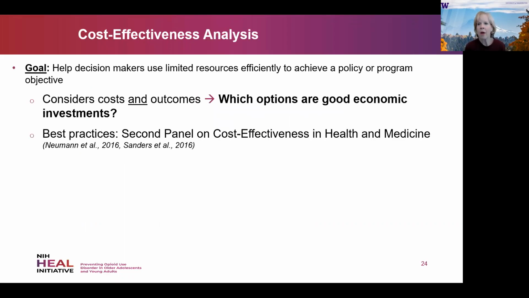So like other health economic evaluation methods, cost effectiveness analysis is a decision-making tool by looking at both costs and outcomes, not just the cost side, but both. It helps decision makers understand which policy, program, and in the case of this presentation and project, interventions are good investments from an economic perspective. Next.